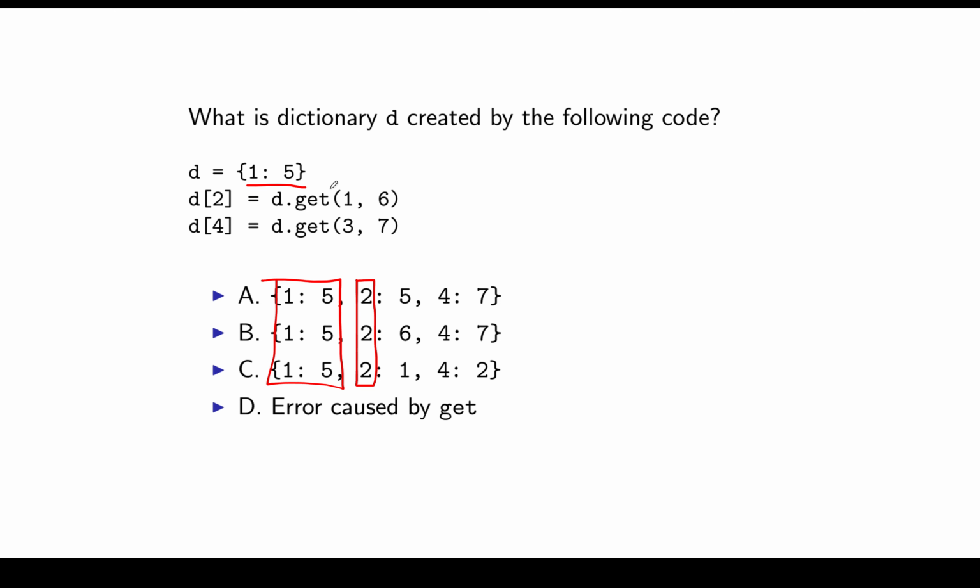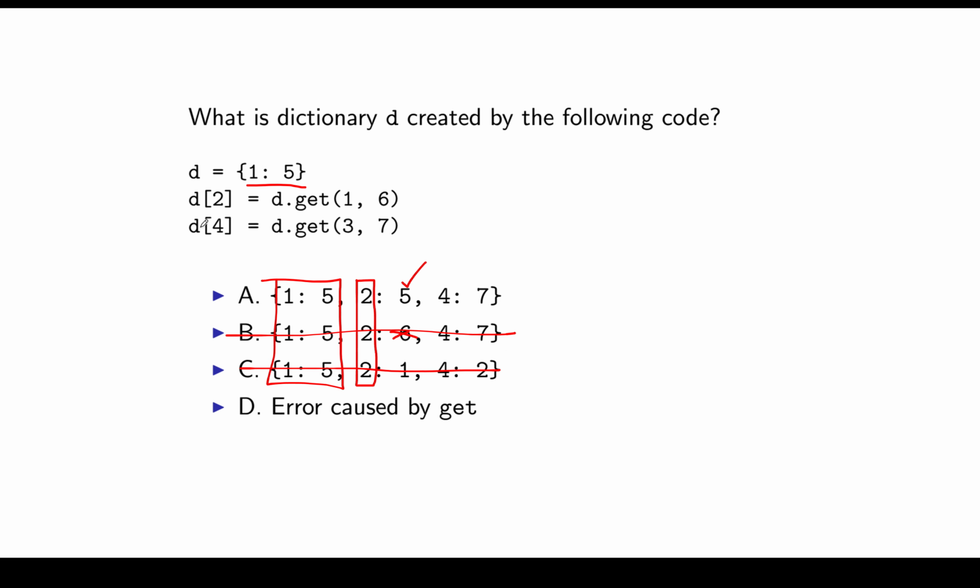Well, we're going to get D[1]. Well, that's equal to 5. If it doesn't find D[1], put in 6. But it does find it, so obviously we're not going to do that. Get D[1]. Well, that's equal to 5. So it's obviously not this, and it's not this. Well, let's see. What else is there?